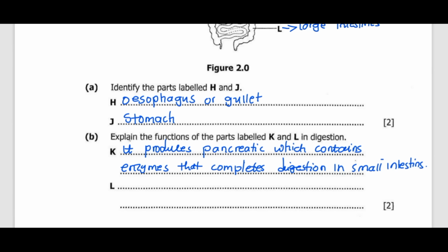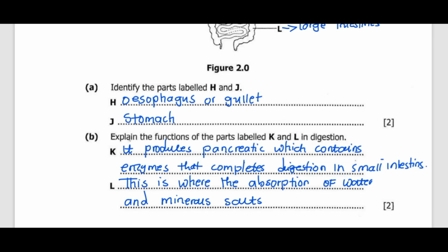Now for structure L, the function of the large intestine: this is where the absorption of water and mineral salts occurs.